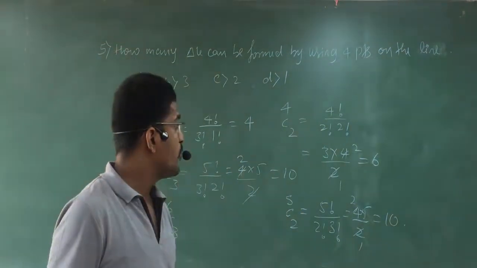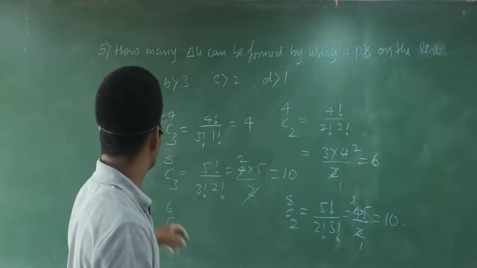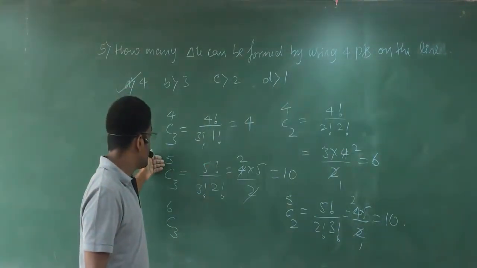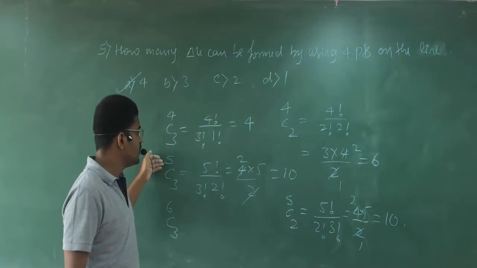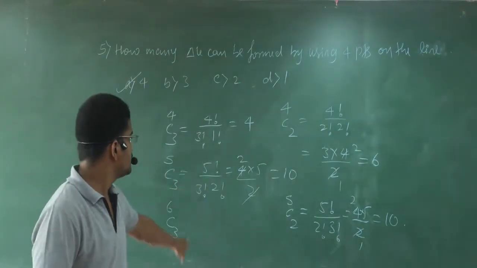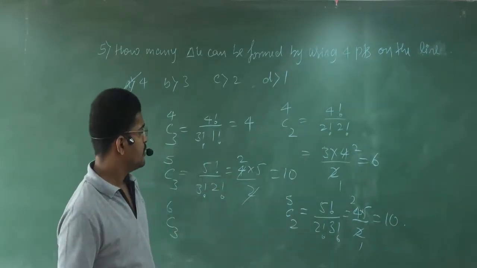If you have 4 points on the circle, again you can make 6 lines. If you have 4 points, you can make 4 triangles. If you have 5 points on the circle, you can make again 10 triangles. Clear? Again here 3 factorial cancelled. That is same. Clear students?